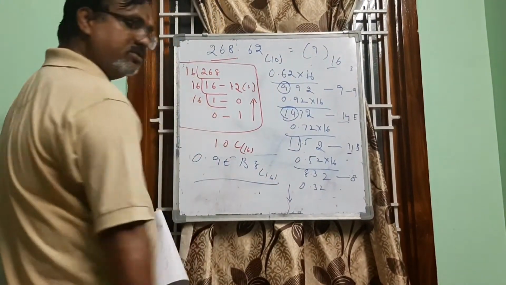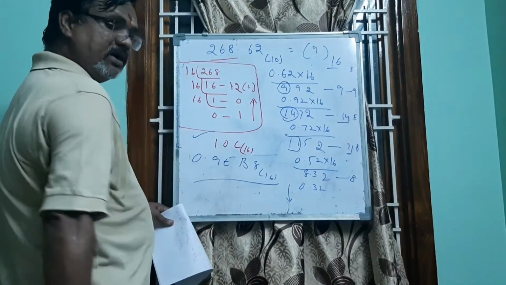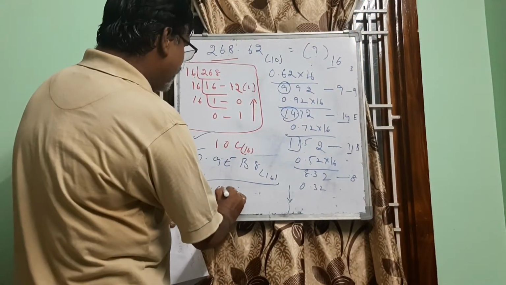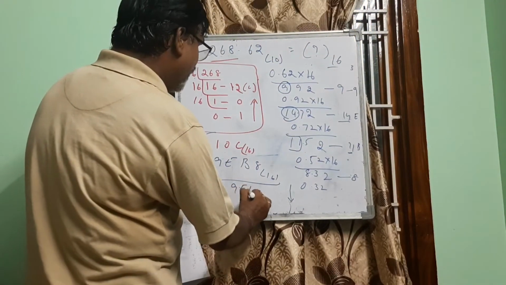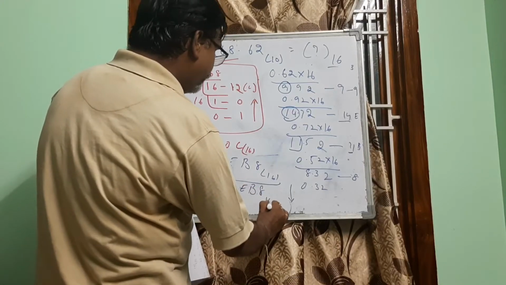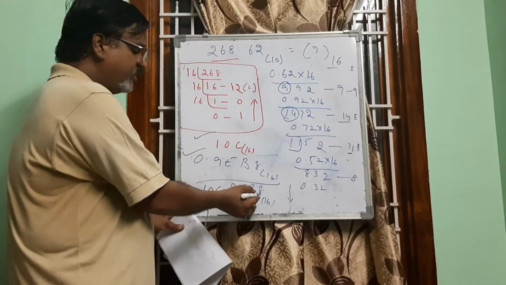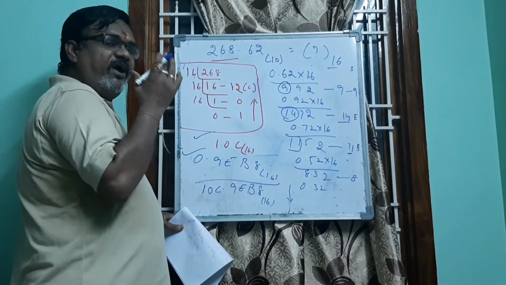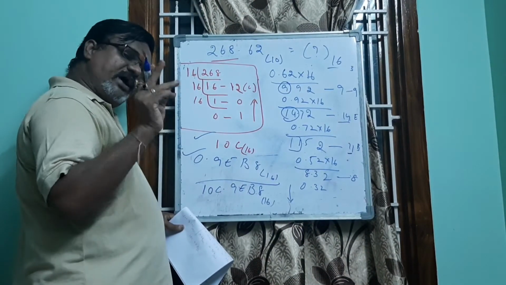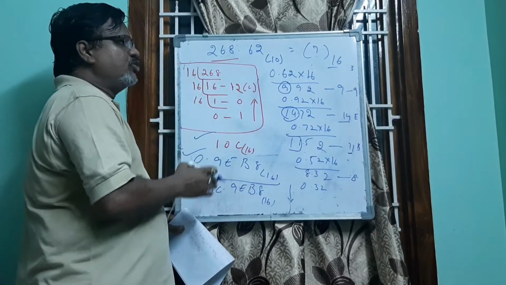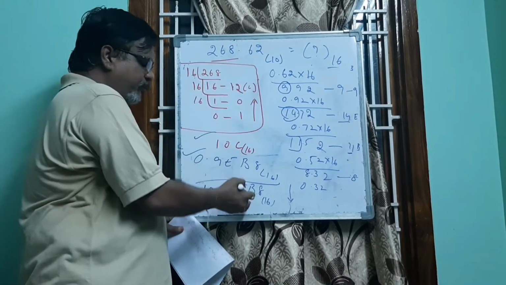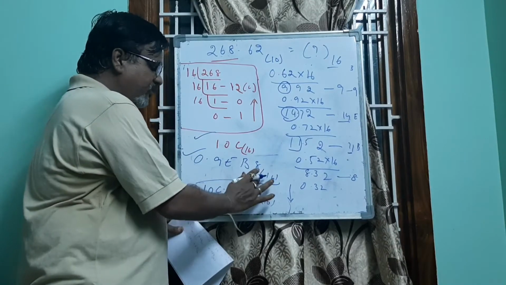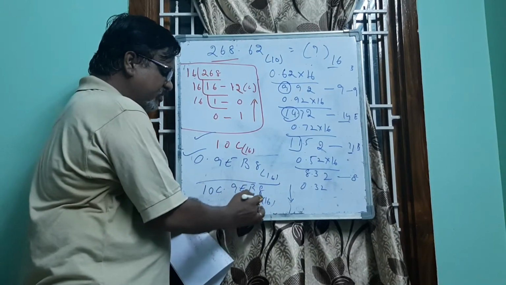So both together, this integer part and this fractional part, it is 10C.9EB8 base 16. But is this calculation completed? Not completed. Where do we need to end? In the examination, if they ask you to do this up to 3 digits of the fractional part, then you can stop up to here. If they ask for 4 digits, you can continue.